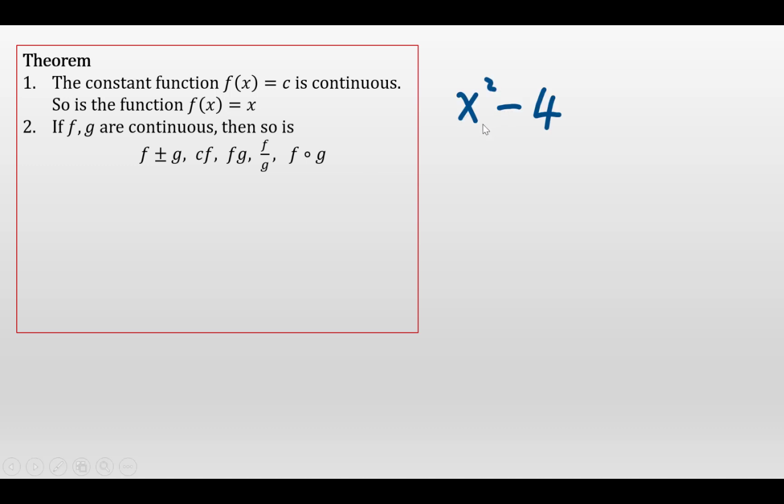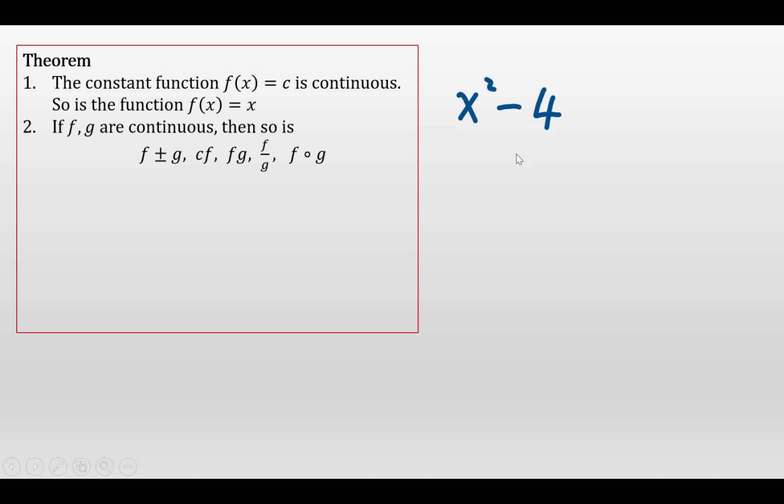For example, x squared minus 4 is continuous because, first of all, x is continuous from here. And then x times x, f times g here. So f and g are both x. f times g here is x times x, which is x squared. So that is continuous. And then 4 is continuous because it's a constant function. And then take the difference, and because we know f minus g is continuous, therefore this is continuous.